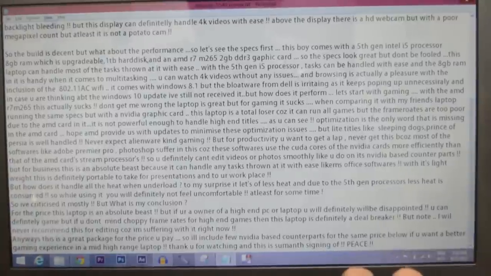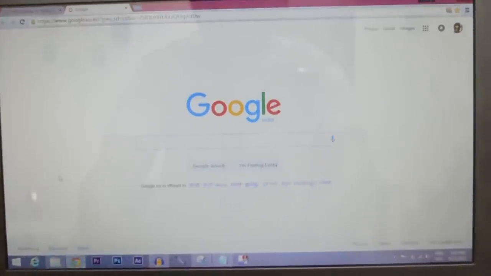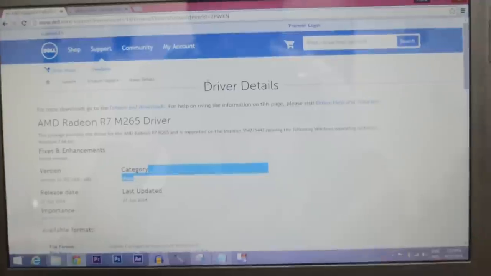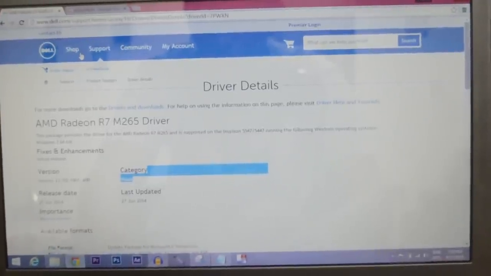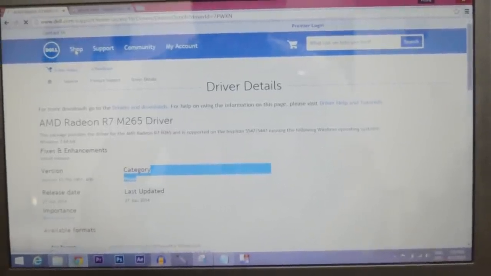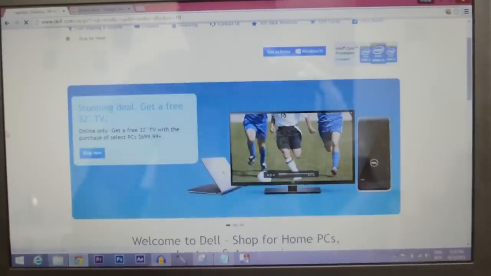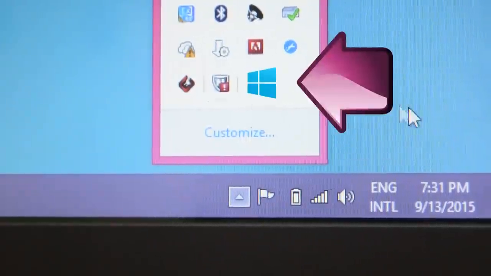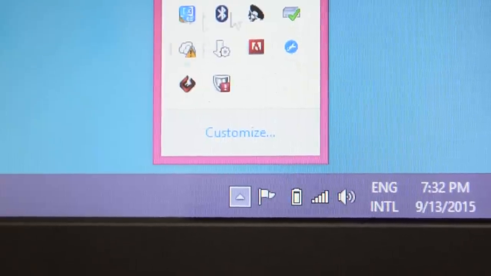You can watch 4K videos without any issues, and browsing is actually a pleasure with the inclusion of the 802.11 AC Wi-Fi. It comes with Windows 8.1 preloaded, but the bloatware from Dell is irritating as it keeps popping up unnecessarily and each time you boot up the device. In case you're thinking about the Windows 10 update, I've still not received it.